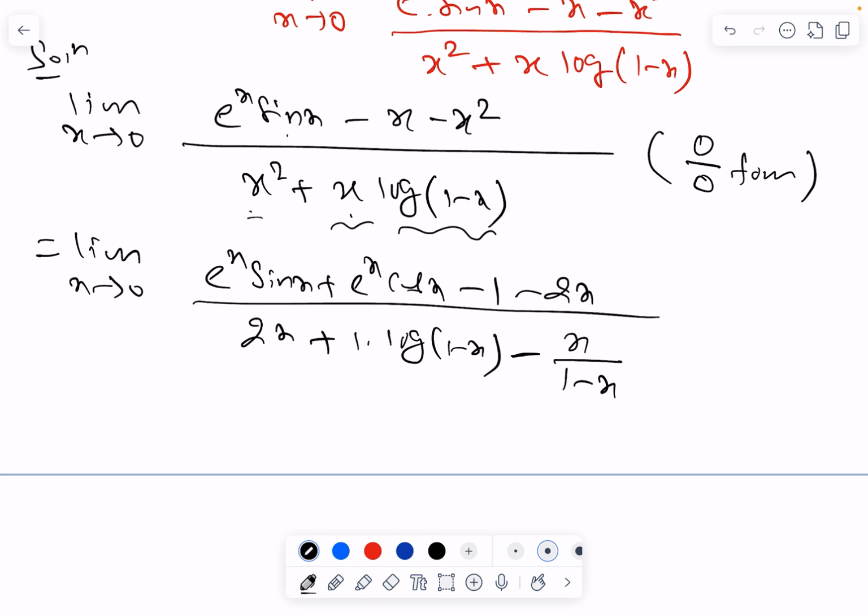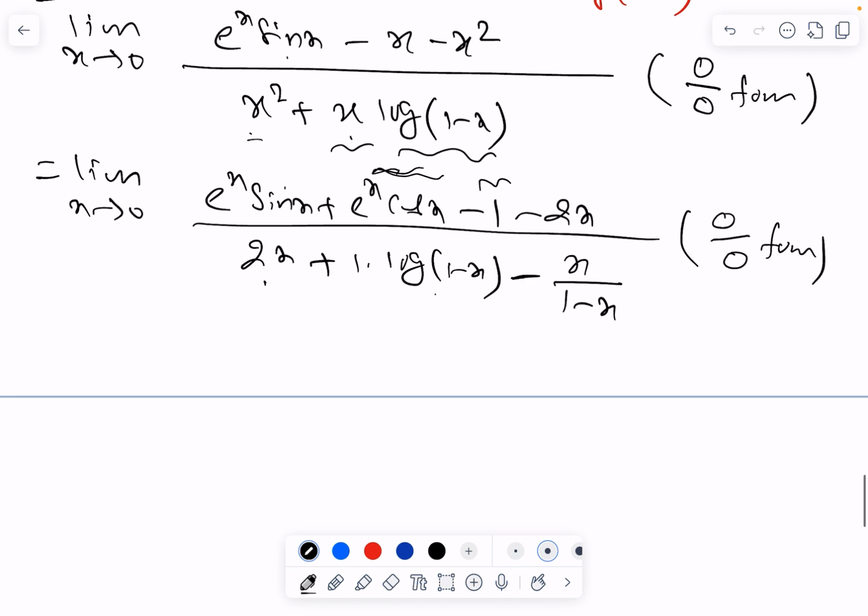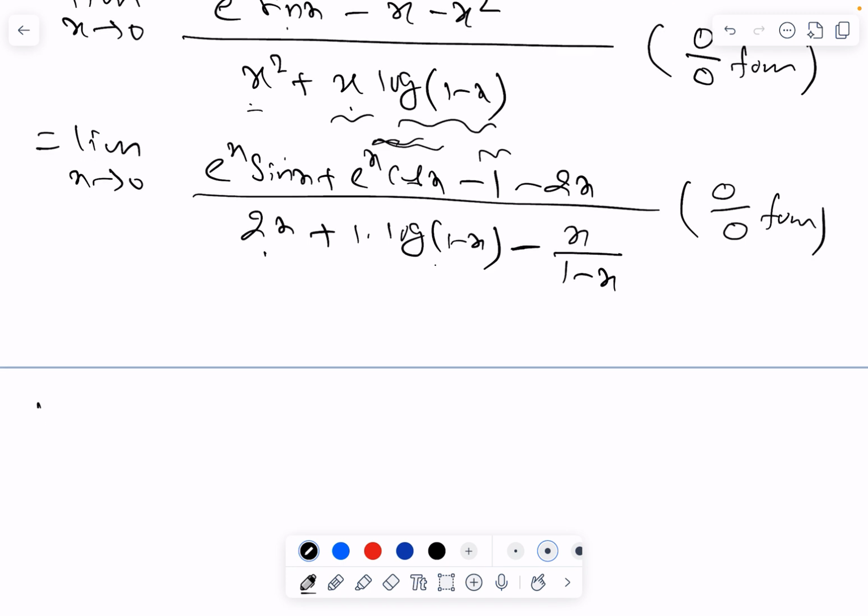Now again find the form. So e power 0 is 1, sin 0 is 0, this is 1 minus 1, so this is 0. This is 0, log 1 is 0, that is 0. So this is 0 by 0 form. So we need to use this rule, derivative of u by v: v square, then v as it is, derivative of u minus u and derivative of v.